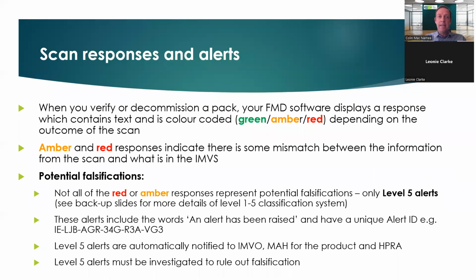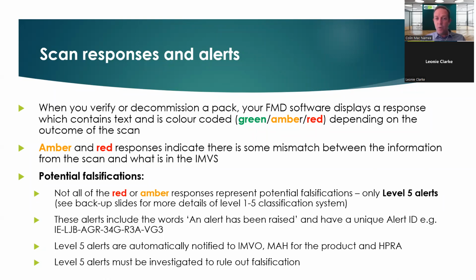And what that means essentially is the data that your scanner has taken off the pack is transmitted using the FMD software, and basically polls or asks our database in the IMVS, which is fed from the EMVS, the European hub, with all the data associated with that pack. And the 4 pieces of data are the human readable text that you'll see beside a 2D barcode. And if you get an amber or red response, what that means is what your scanner has read and what is actually in the database, there's some sort of a mismatch or difference between the two.